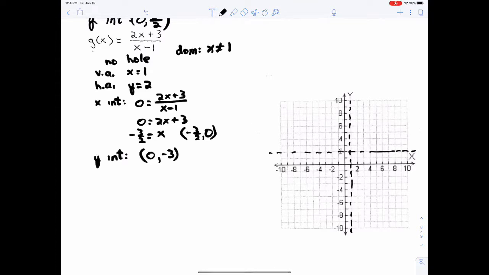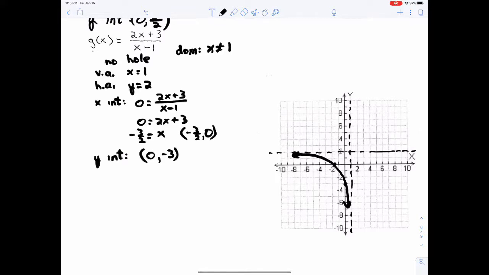Okay, the x-intercept is negative 3 halves, 0. And the y-intercept is 0, negative 3. Okay, well, from that point, as we go to the left, hopefully it's kind of obvious you're going to go up and, well, it may not be obvious, but we're going to approach the asymptote but not reach it. As we go to the right, it's going to go down towards the asymptote but not reach it.